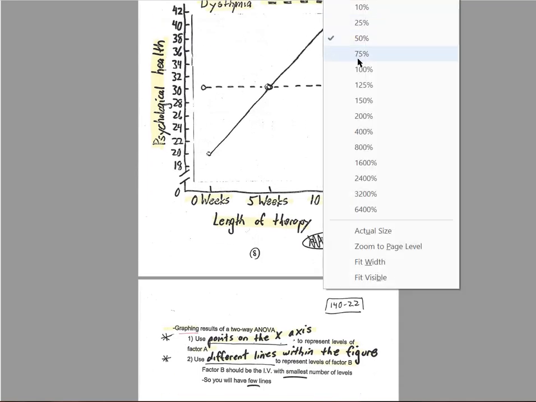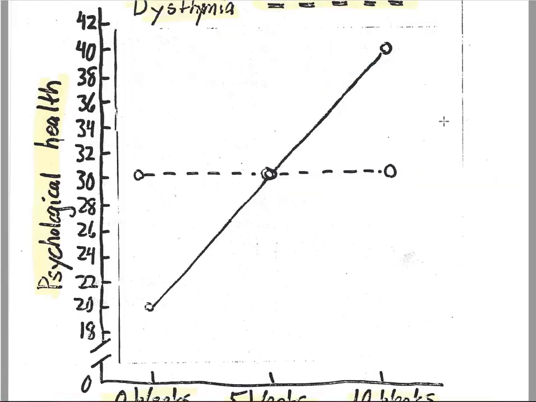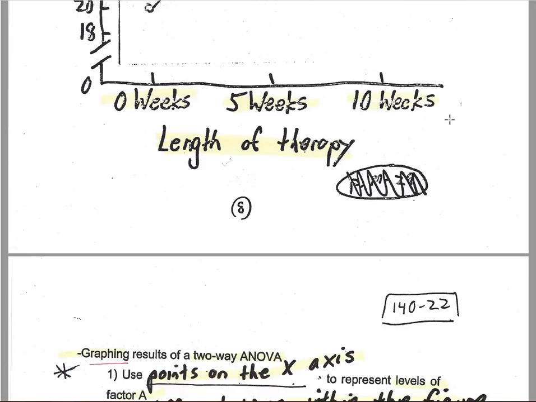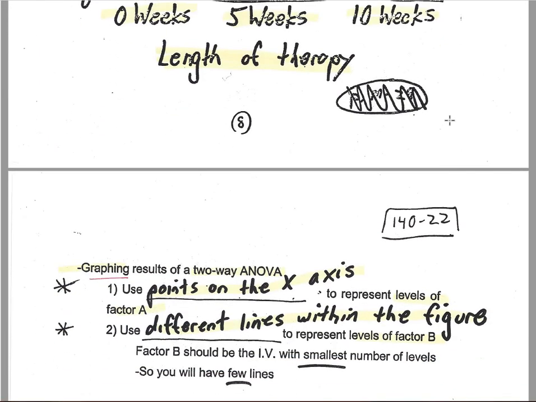Let's get a little bit closer on the lecture notes to fill in some blanks here. I'm on page 140-22. Some of this I've already said. 140-22. Graphing results from two-way Anova.